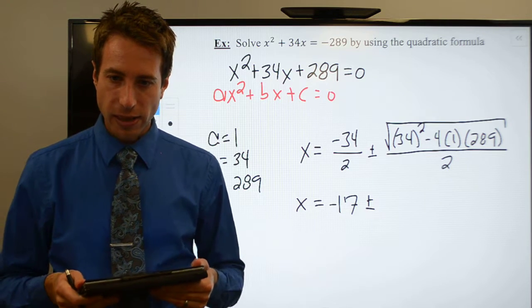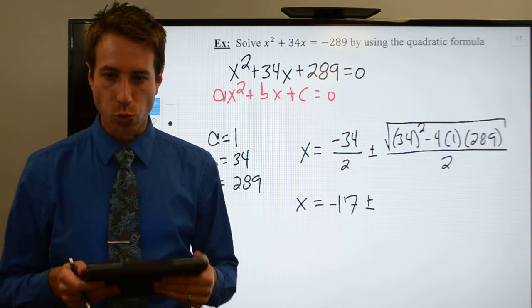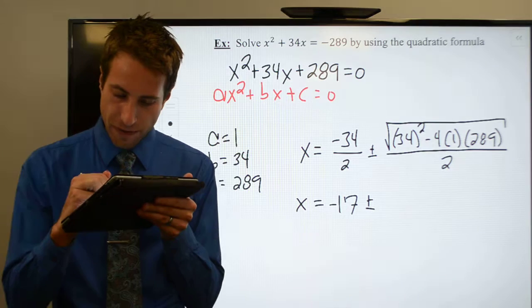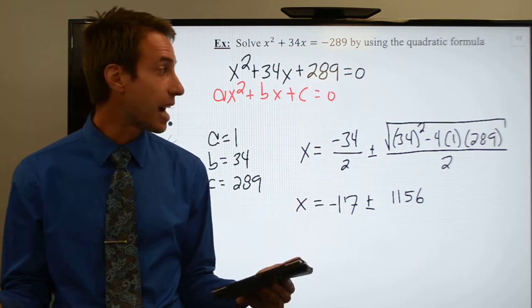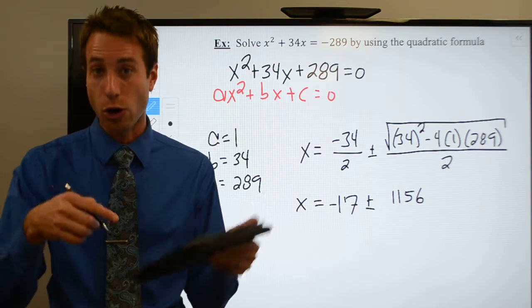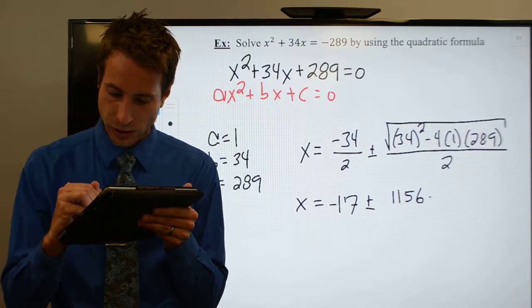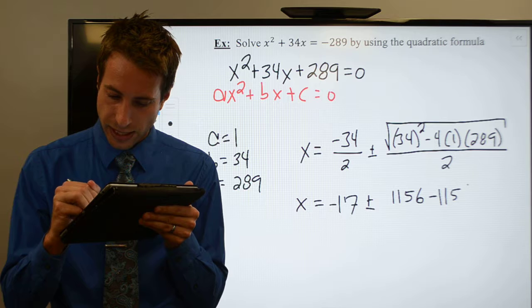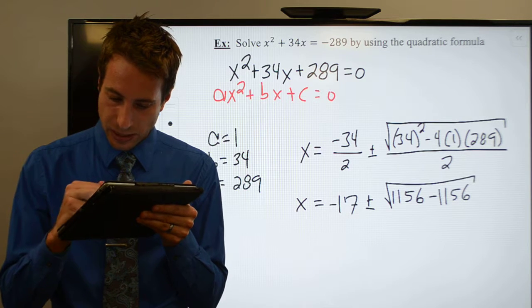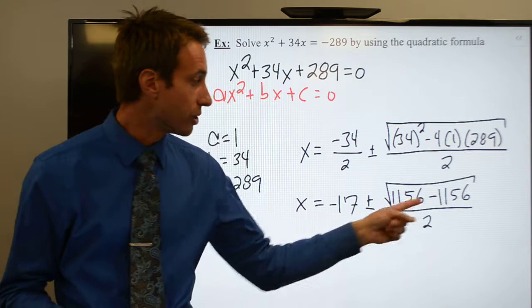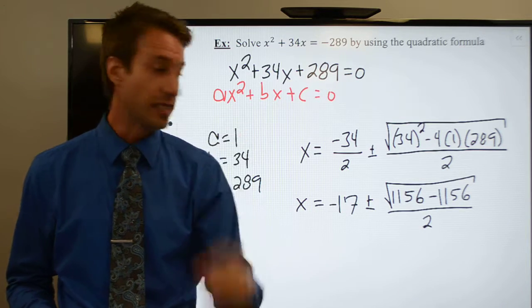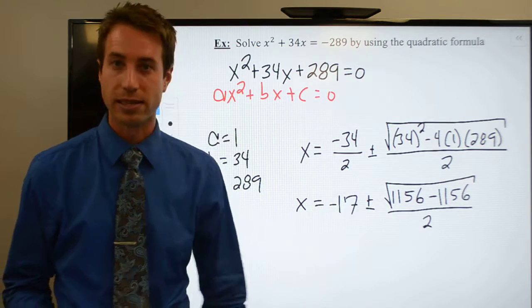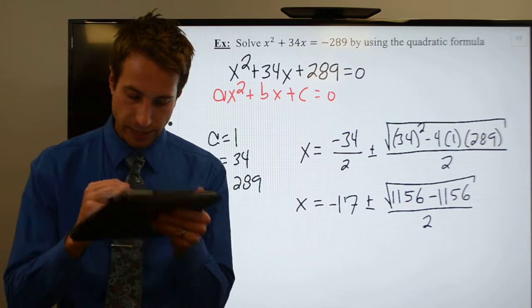Ooh, and I know it looks ugly, but 34 squared is 1,156. And it turns out that 4 times 289 is also 1,156. So you have minus 1,156. And hey, we've seen this before. That gives you 0. Square root of 0 is 0. 0 divided by 2 is 0. And negative 17 plus or minus 0, negative 17.